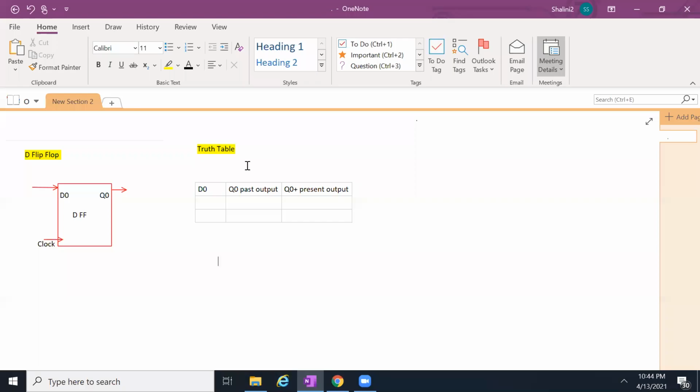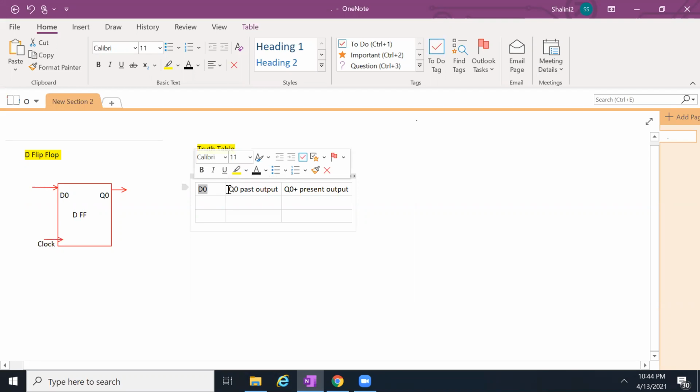So this is the truth table of the D flip flop. D0 represents the input to the flop. Q0 represents the past output, and Q0 plus represents the present output. The D input will have two combinations, either 0 or 1. Suppose I am considering the past output is 0. What will be the present output?